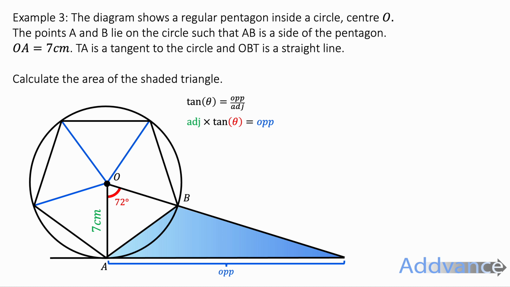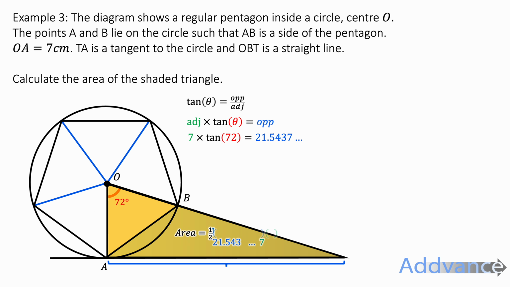Okay, so the tan of theta is opposite over adjacent, so adjacent times tan of theta is the opposite, and we substitute those in. 7 is the adjacent, and the angle is 72. We type that into a calculator and we get the opposite is 21.5437 centimeters, so you can label that 21.5437. This helps us work out the area of that full triangle there.